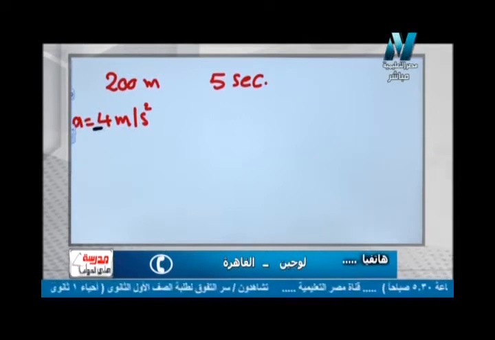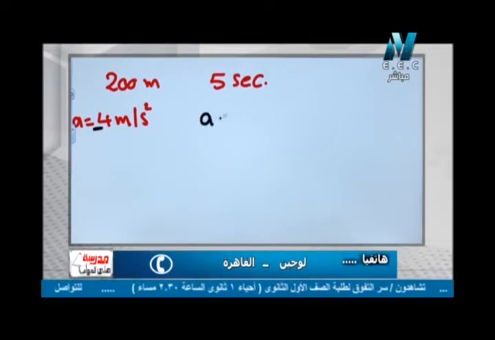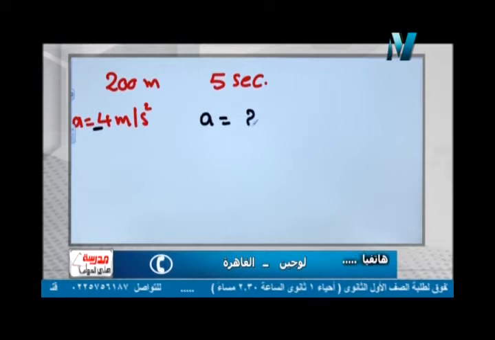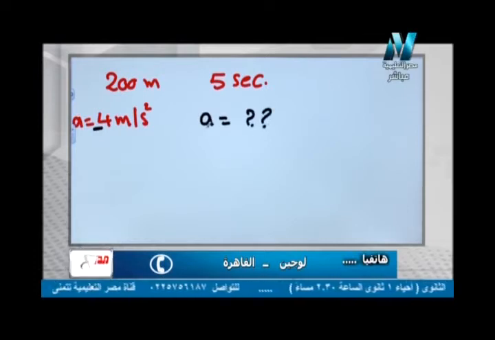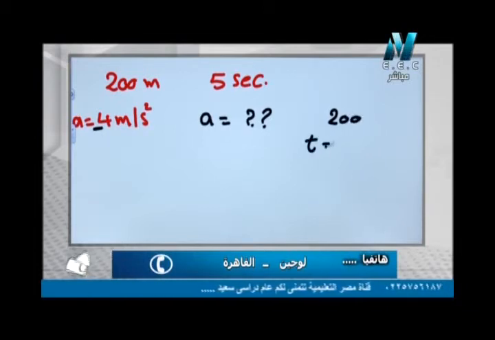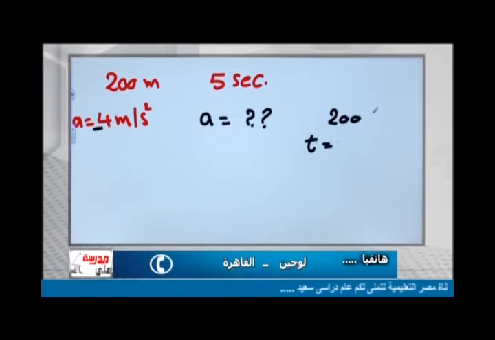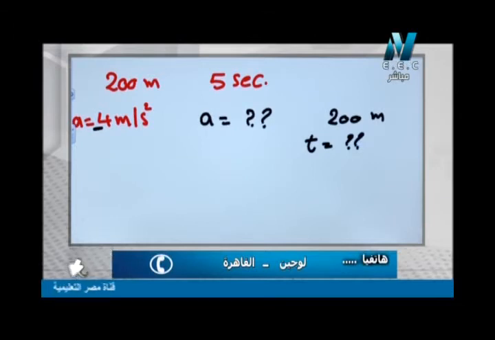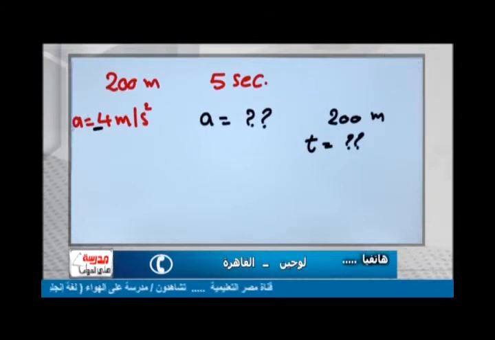Then find the acceleration during the first 200 meters and the time taken to stop. First 200 meters, and the time taken to stop. We need to calculate the time to stop.